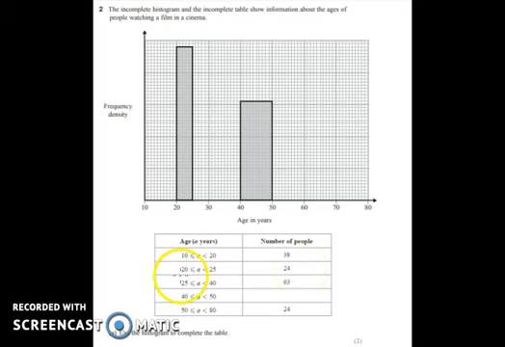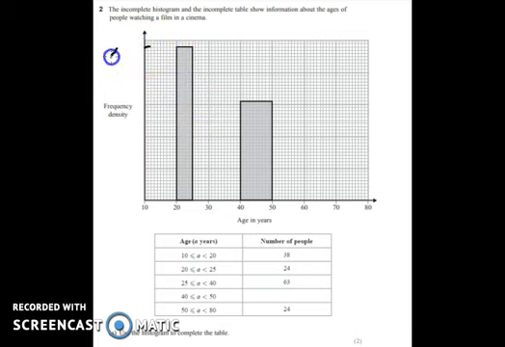And what is the class width? See, it is from 20 to 25 including 20. So what is the class width? 20, 21, 22, 23 and 24. 25 is not included. So the class width is 5 and the frequency is 24. So what will be the frequency density? It will be 24 divided by 5, which is equal to 4.8.